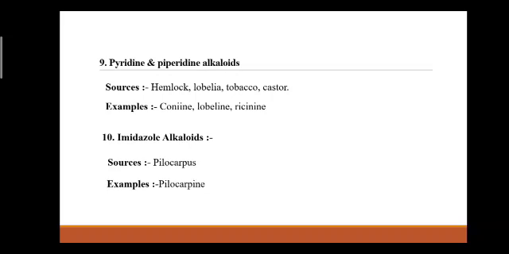Next class 9, pyridine and piperidine alkaloids. Sources: hemlock, lobelia, tobacco and castor. Examples: coniine, lobeline, ricinine. Next class 10, imidazole alkaloids. Sources: pilocarpus, and example, pilocarpine.